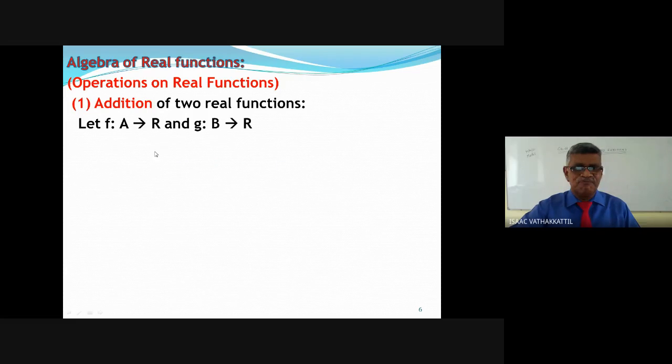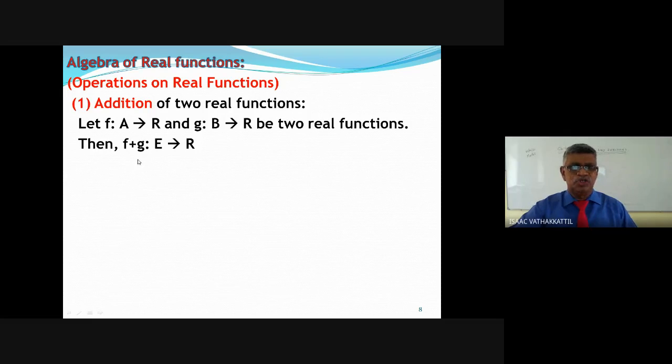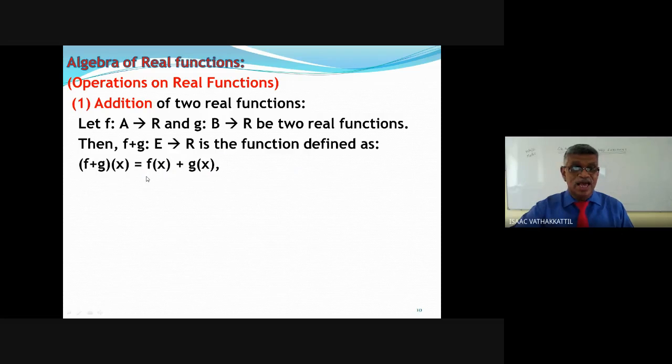Suppose I have a function f from A to R. Remember, A may be a subset of R, B may be a subset of R. You can broadly say f: A to R and g: B to R be two real functions. Then f plus g, the sum of two functions, is a function from E to R, defined as (f plus g)(x) equal to f(x) plus g(x) for all x in E. What is E? E is nothing but A intersection B.